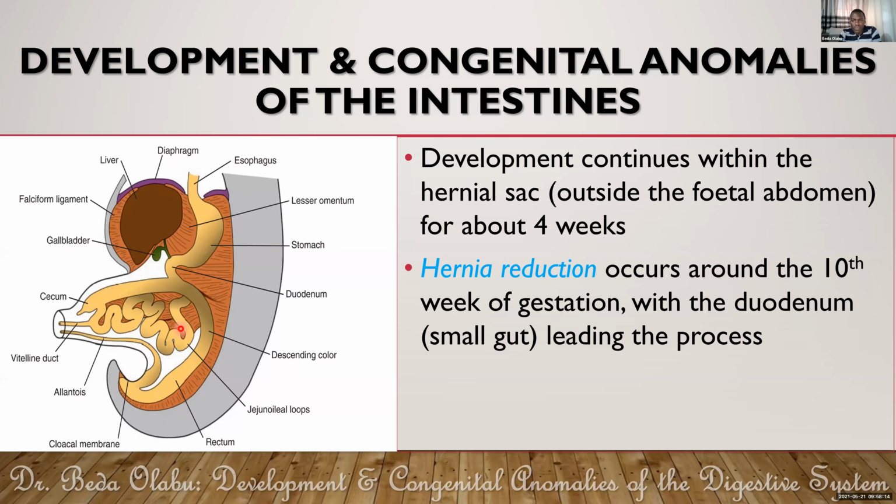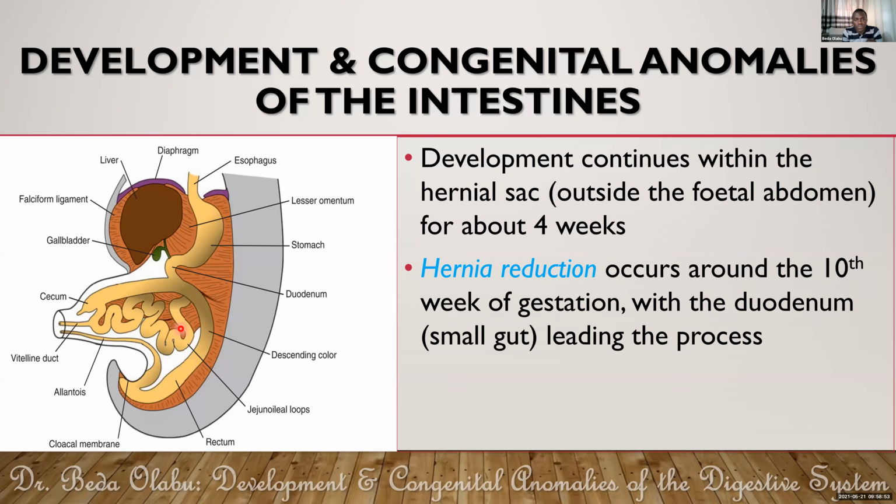When the reduction is taking place, the duodenum is the one that leads the way. The duodenum is the one that goes back first, followed by jejunum, then ileum, in that order. That is the process of hernia reduction. It explains to you why the duodenum is hidden. When you open the abdomen, you don't see the duodenum. You have to look for it, because it is the one that goes back to the abdomen first.